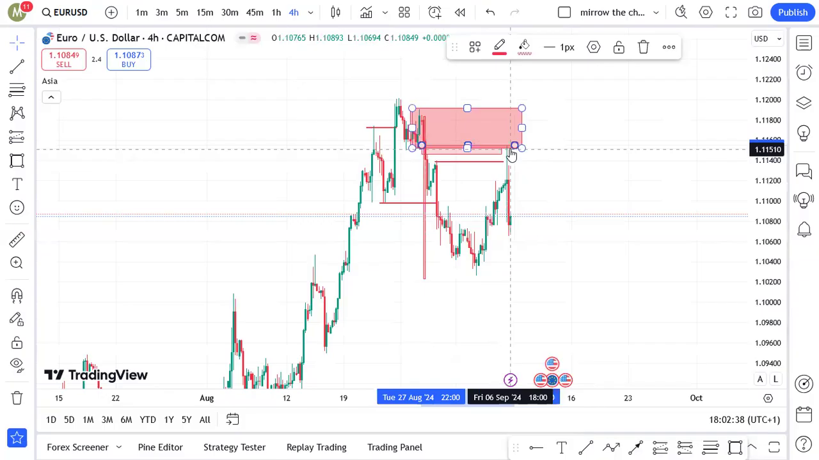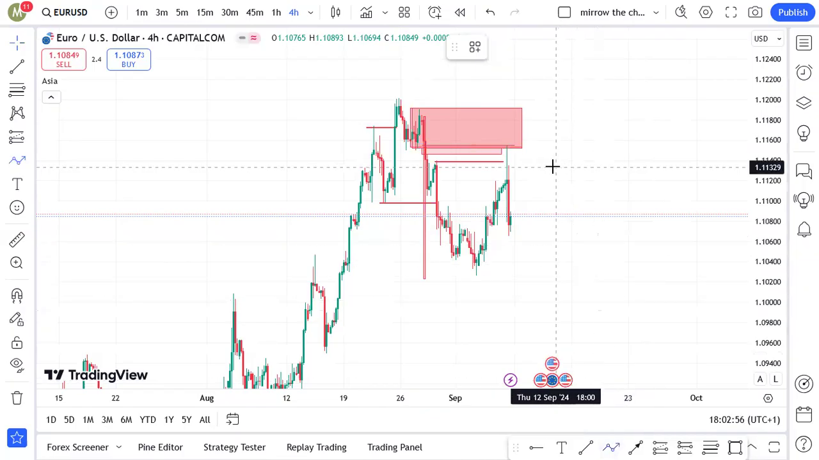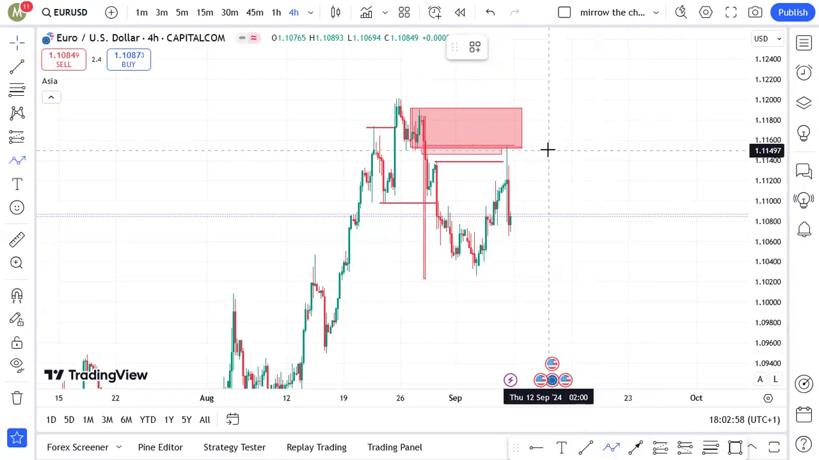We now go down to the lower time frame of our choice. It could be 15 minutes, 5 minutes, 1 minute, or seconds, just the lower time frame of our choice. And now look out for that same scenario that has played out, that has given us what? A structural point for us to work with.